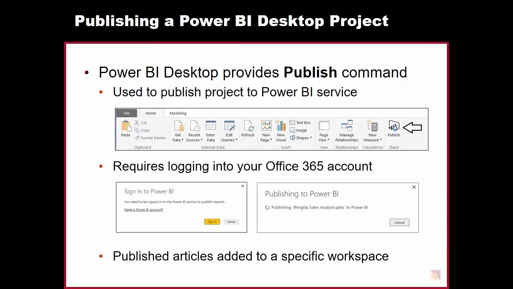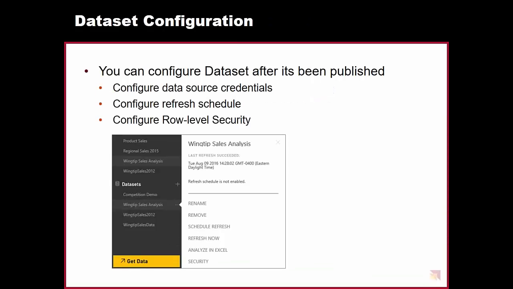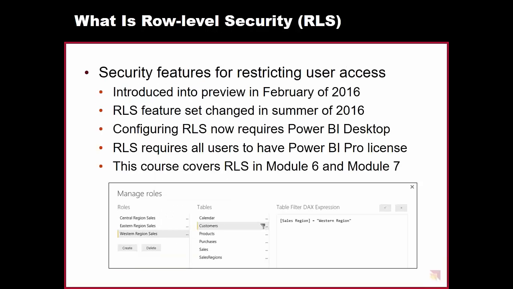Now, when you publish a project, you basically get one data set and one report that have the exact same name as your project. Also, we looked a little bit at dataset configuration. So with dataset configuration, configuring data source credentials so that you can refresh the data gets to be an essential topic inside here. Also, you can configure row level security, which begs the question, what is row level security?